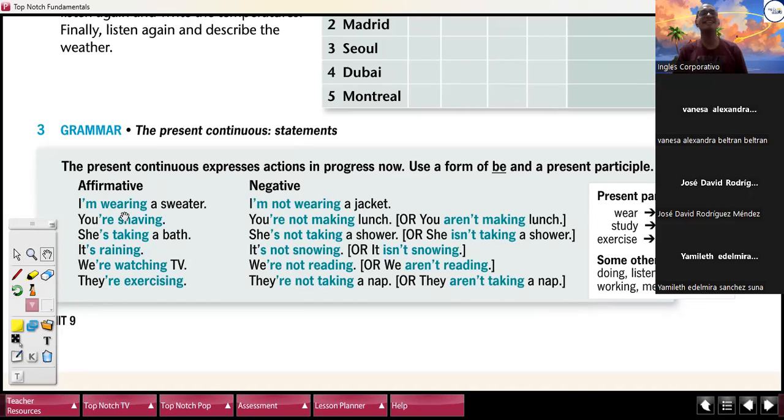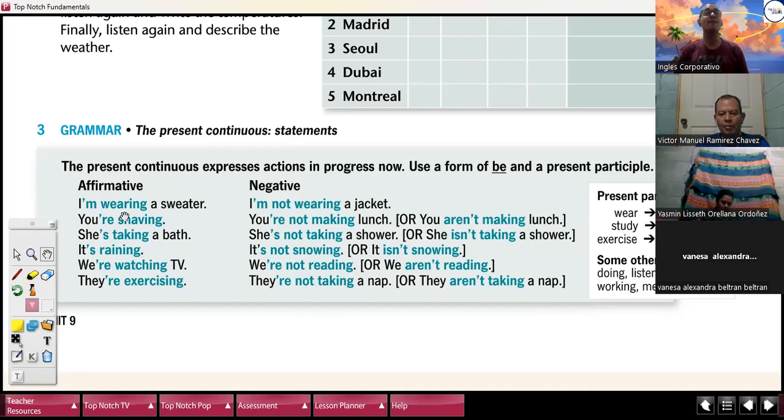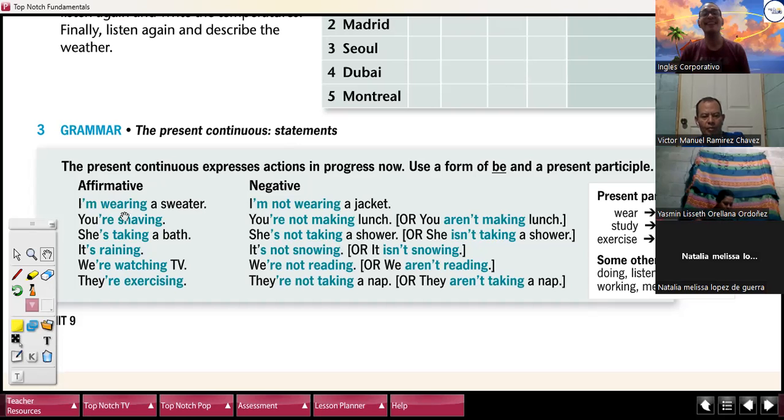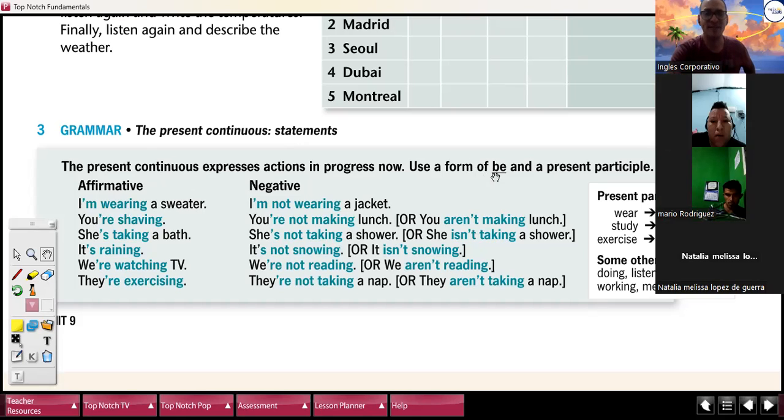It is raining. We are watching TV. They are exercising. I am not wearing a jacket. You are not making lunch. She is not taking a shower. It is not snowing. We are not reading. They are not taking. So that's about the present progressive.